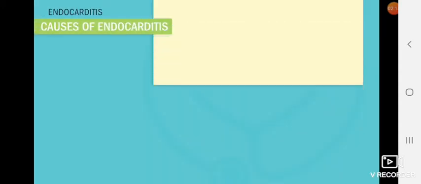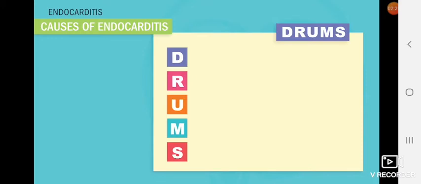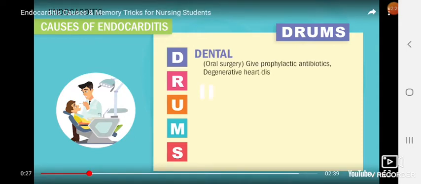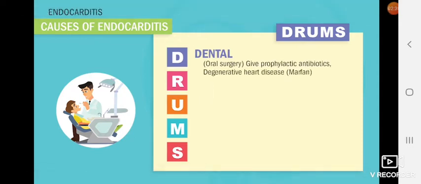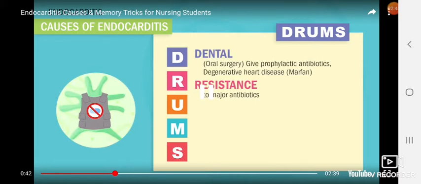So the easy way to remember all the main causes, use our acronym DRUMS, because your heart kind of acts like a drum. So D is for dental or oral surgery. We give prophylactic antibiotics and also degenerative heart disease called Marfan's syndrome. Now R is for resistance to major antibiotics. Even if your patients take these prophylactic protective antibiotics before their dental appointments, guys, they might not even work if they have long-term resistance to major antibiotics.